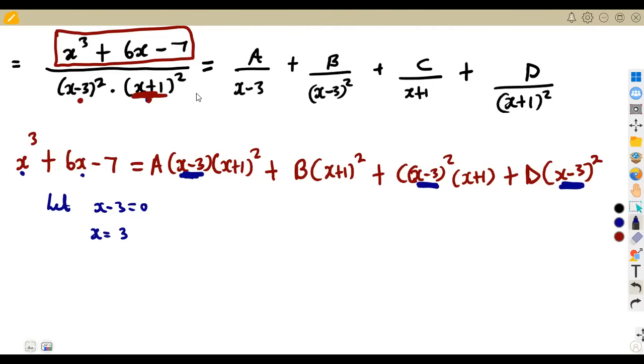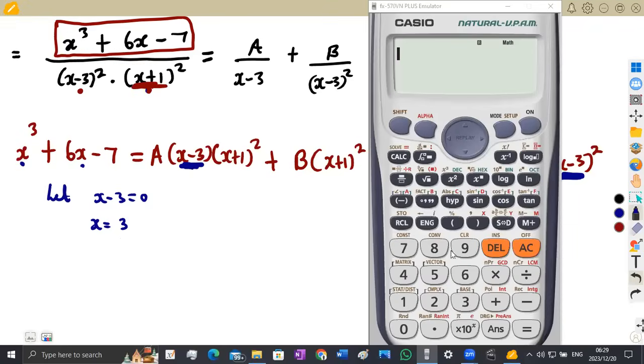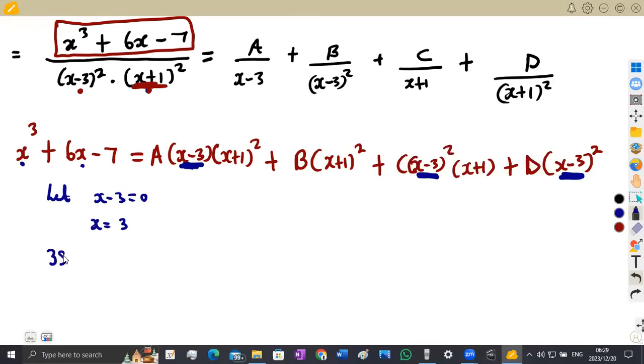So on the left-hand side, it's x cubed, where x, remember, is 3. So you're going to have 3 cubed plus 6x, plus 6 times x, which is 3, minus 7. So this is going to give us 38, all right? So this is the value that you're going to have here.